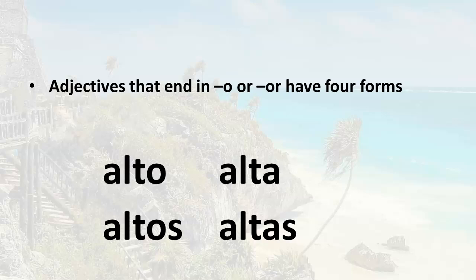Let's look at what we've learned so far. In our first lesson we learned that adjectives that end in O or OR have four forms. An example of this is the adjective tall. We have alto, alta, altos, or altas. The form that you pick depends on the noun, whether it's masculine or feminine. For example, hombre, I would pick alto, because the word man is grammatically and biologically masculine. The adjective has to agree with that.